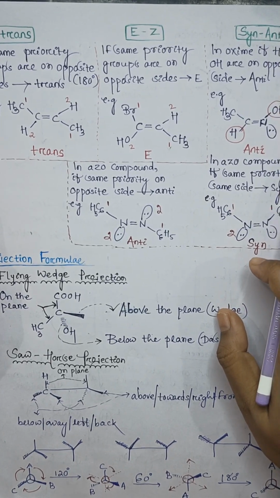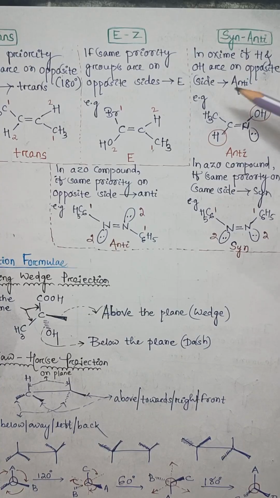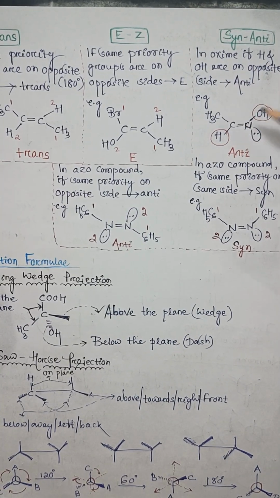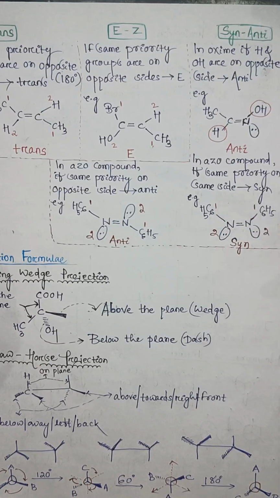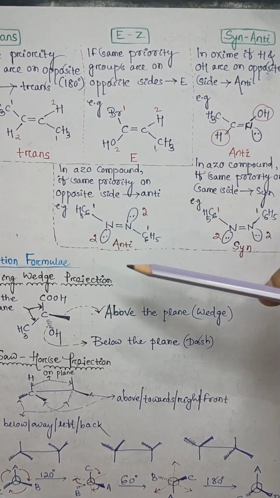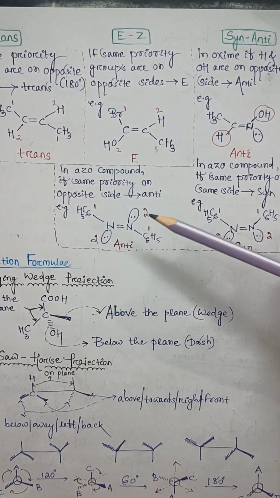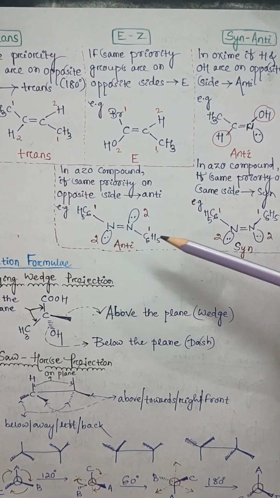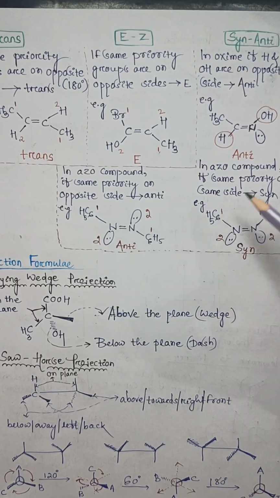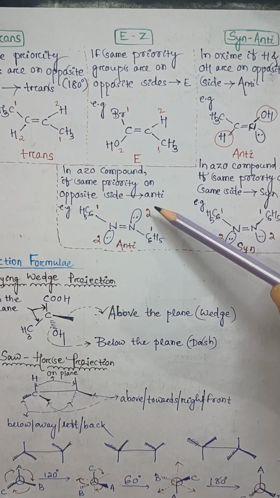In syn-anti, in case of oxime, if H and OH are on opposite sides, it is anti. Here is the example. Then we have to see azo compounds. Azo compounds basically contain N double bond N. Since nitrogen has one lone pair over it, and an atom is preferred over a lone pair, in azo compounds, if same priority groups are on the same side, it is syn. If on opposite sides, it is anti.